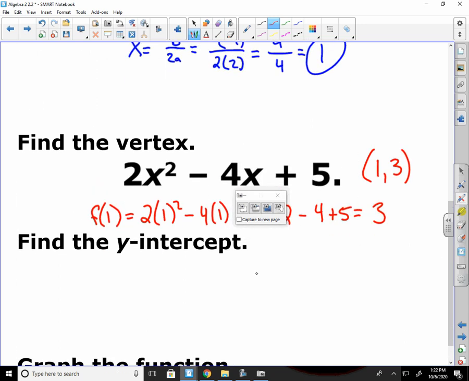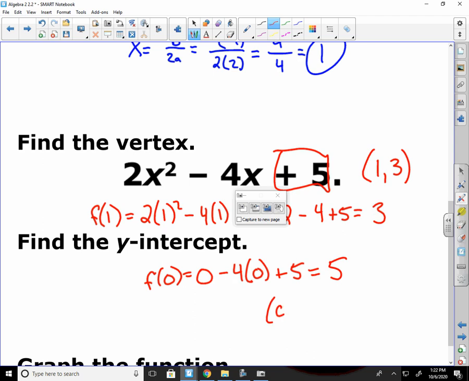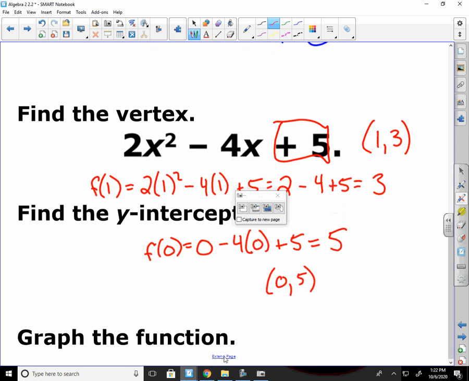Lastly, to find the y-intercept, I plug 0 in for x, f of 0. That gives me 2 times 0, which is 0, minus 4 times 0, which is 0, plus 5. Literally every time, it's going to be whatever this number is. That's our y-intercept. The y-intercept is always at x equals 0, and this one is at 5. Then we can graph the function.